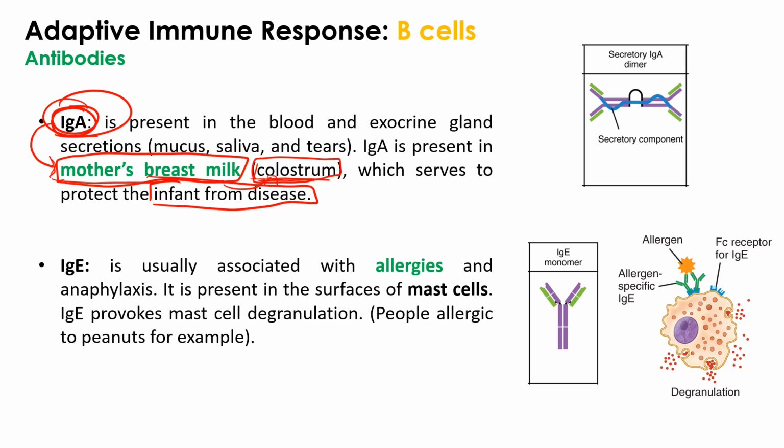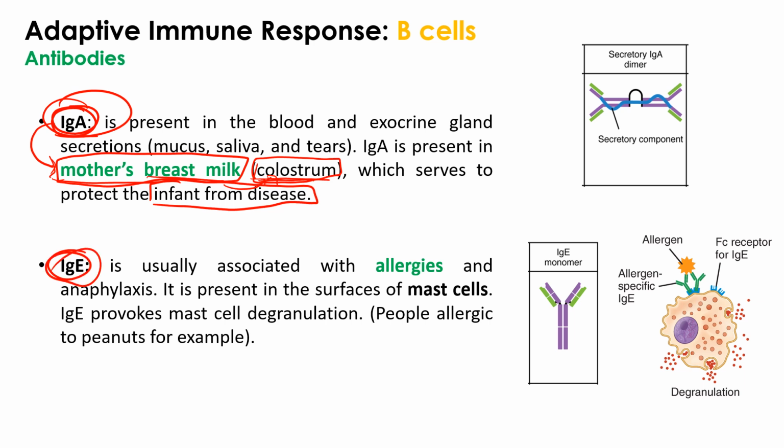When the baby is not born yet and is in the uterus, the main antibody that protects the baby is IgG. And remember, you can have thousands of subtypes of IgG that are going to target specific pathogens, as I explained before.